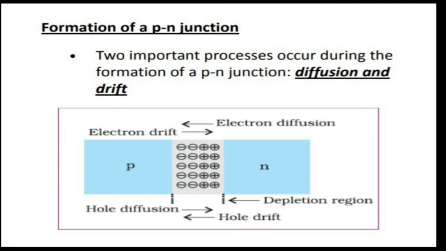Diffusion occurs due to the difference in concentration of the mobile charge carriers on either side. So electrons diffuse from N to P and holes diffuse from P to N. Effectively, the diffusion current is in the direction from P to N.